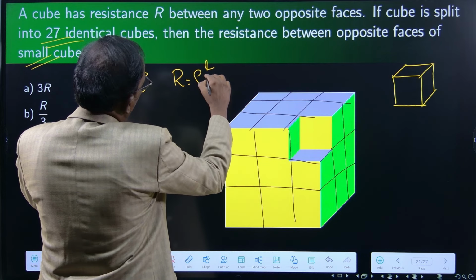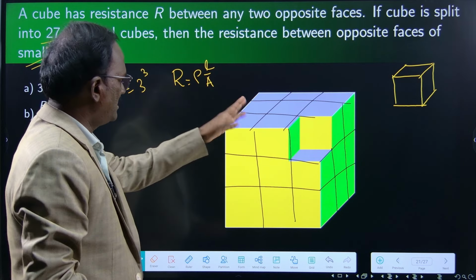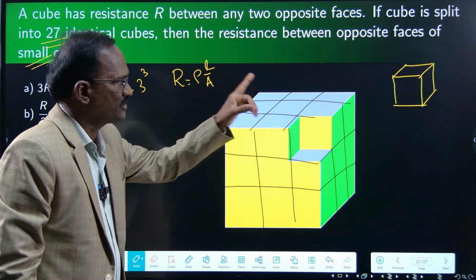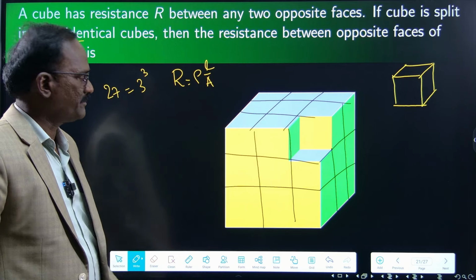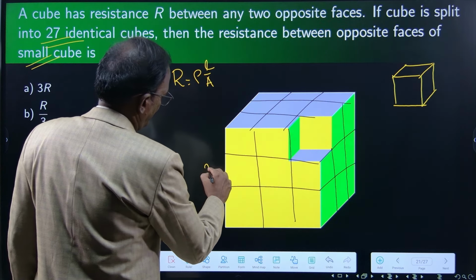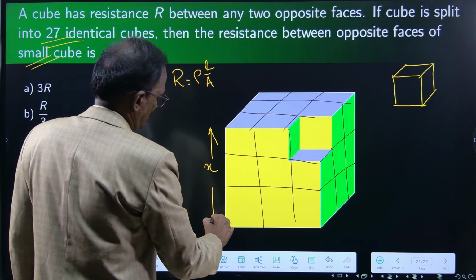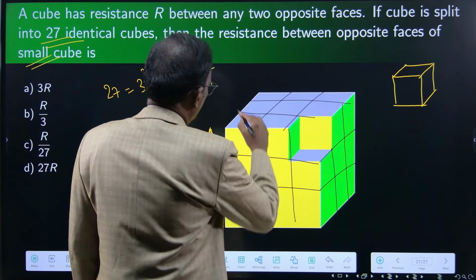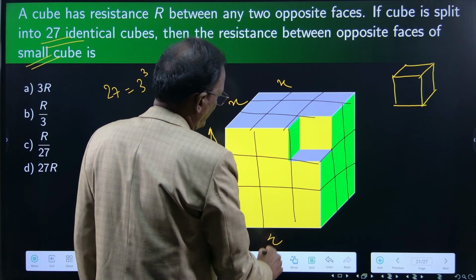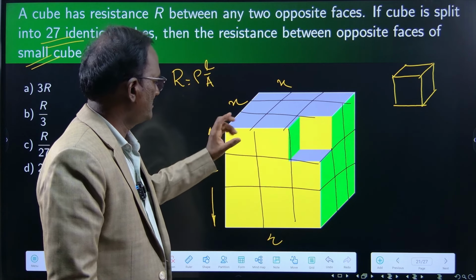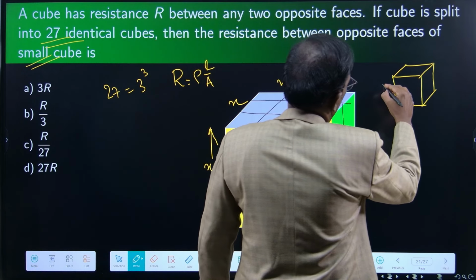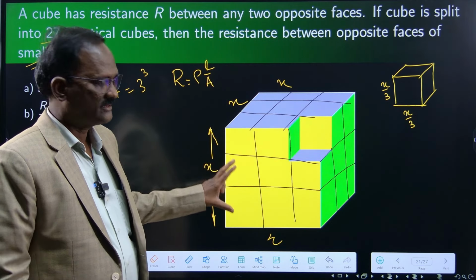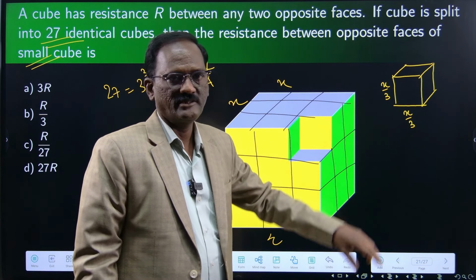This formula we will use. R is equal to rho L by A, right? Length and area we have to find. For the bigger cube, what is the length and what is the area? For the smaller cube, what is the length and the area? We have to compare it. That is the idea, right? Let me assume this is x unit, some length. So all the sides are x. Then it is 3 pieces. So this will be x by 3. The side of the bigger cube is x, if you assume it, then it should be x by 3, right?